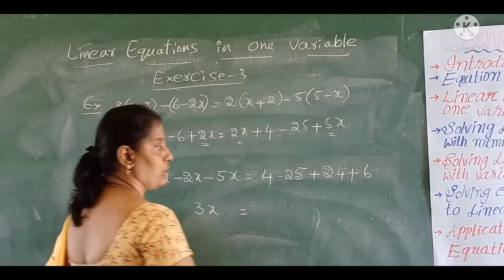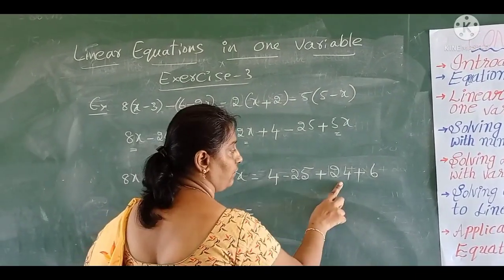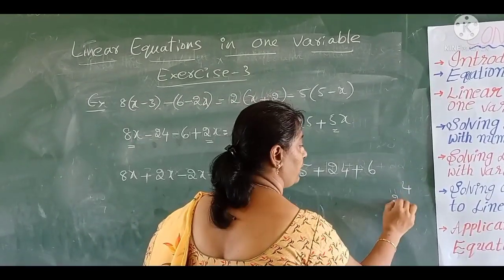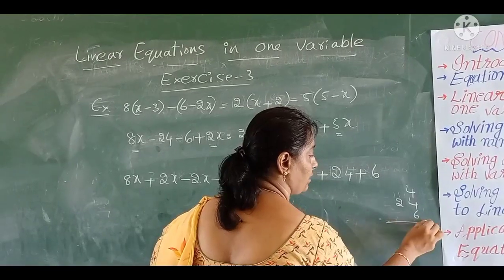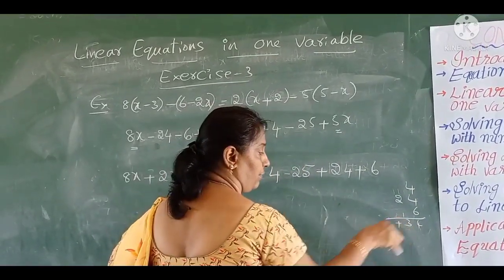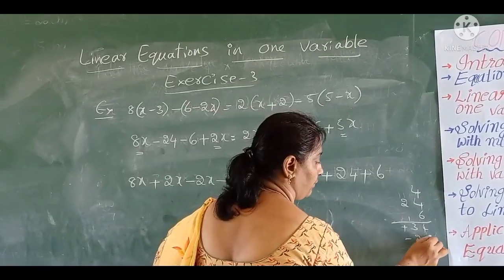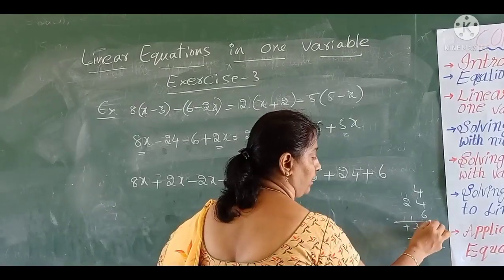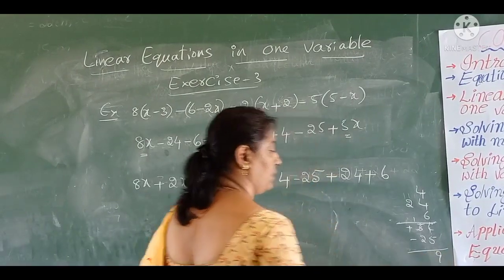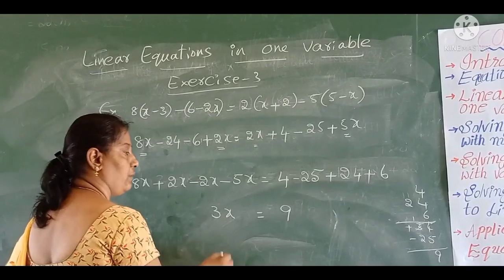Is equal to. So what are the numbers? The positive ones are plus 4, plus 24 and plus 6. So 4, 24 and 6: 4 plus 6 is 10, 10 plus 24 is 34. So positive 34, and here negative 25, so we have to subtract 25. How much? Take borrow: 14 minus 5 is 9. So we get 9.